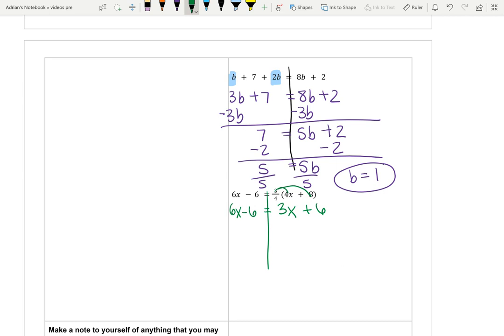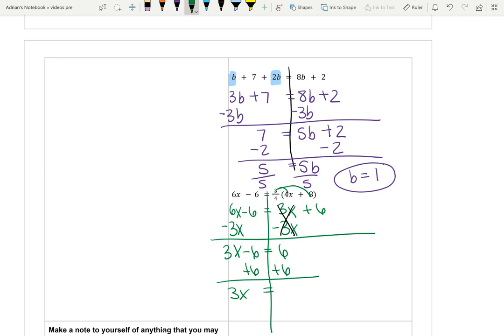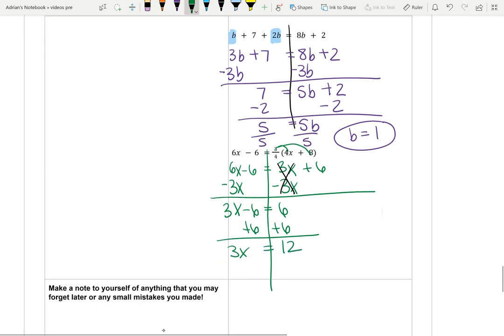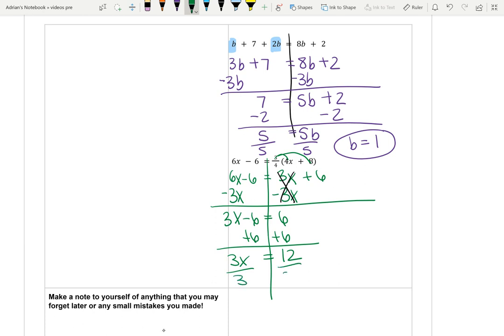Now this time, let's move from the other side. So let's move the 3x that's on the right instead. So I'm going to subtract 3x from both sides, so this time it cancels over here. And I'm left with 3x minus 6 equals 6. Now I'm going to add the 6 over, so that way I'm getting my 3x alone. And I get 3x equals 12. Divide both sides by 3, so x is 4.